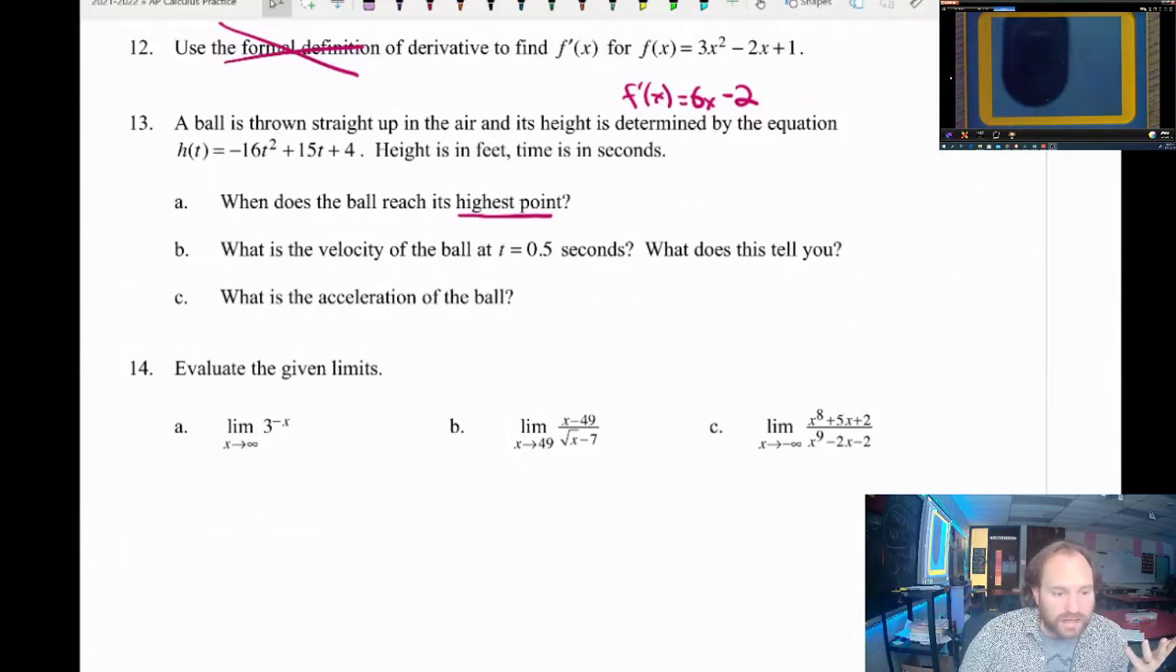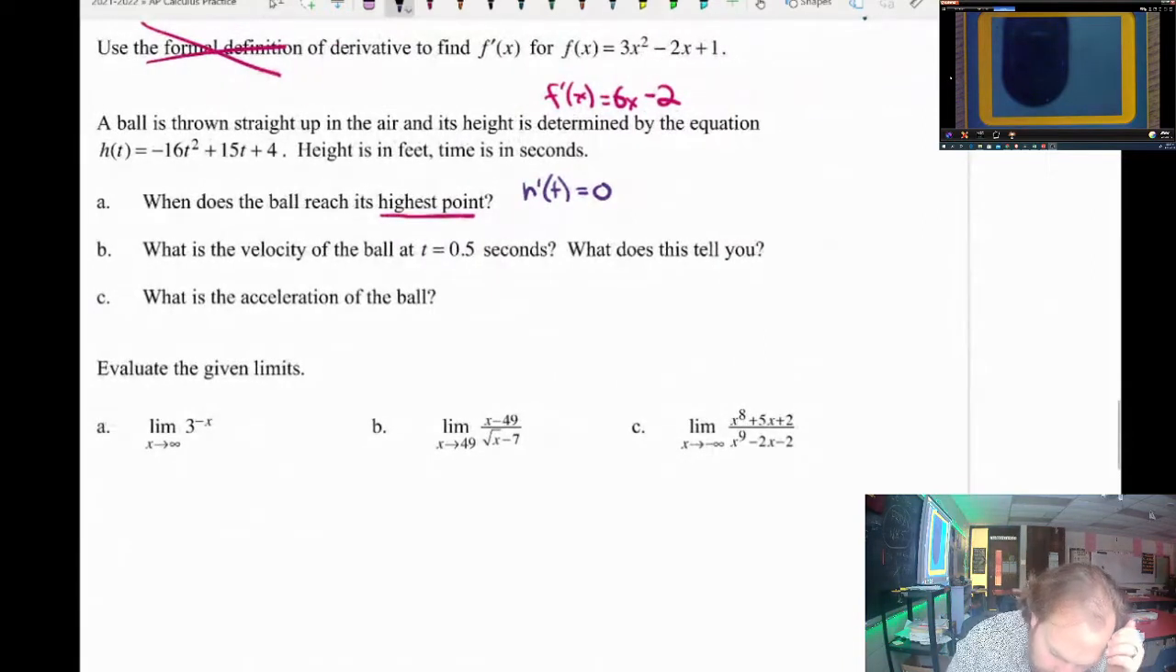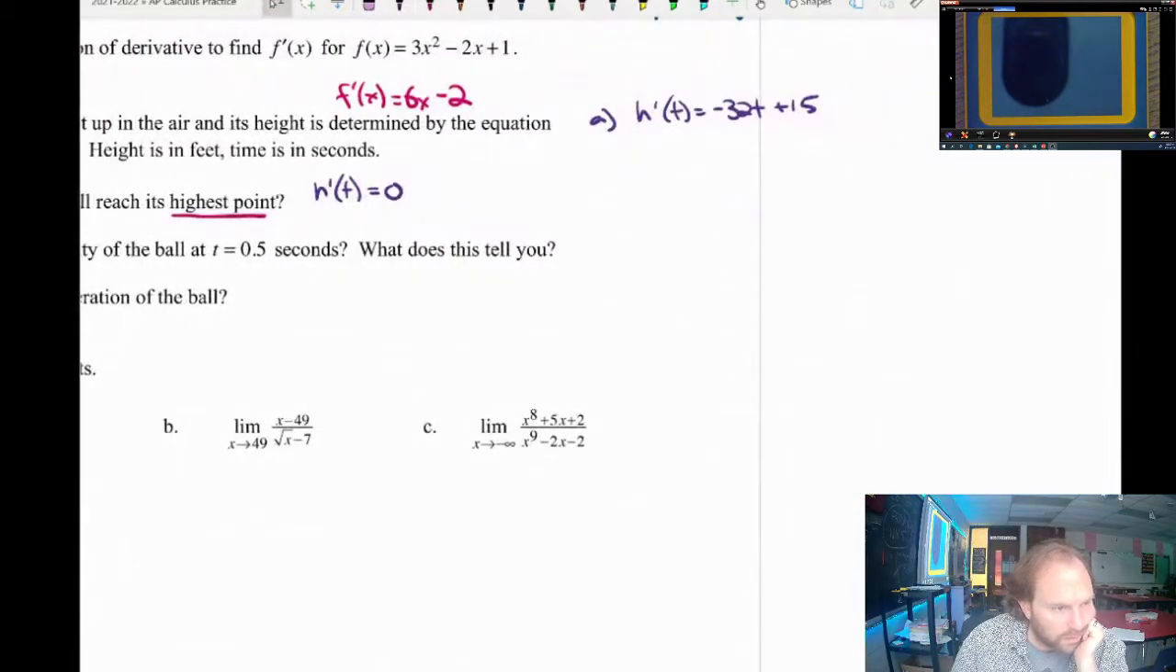As far as finding it, what we're going to do is take the derivative. We're going to find h prime of t, and we're going to figure out when that equals 0. That will tell us where the maximum point is. So let's do that. This is for part A. H prime of t is going to equal negative 32t plus 15. Pretty straightforward. We want to know when this equals 0.